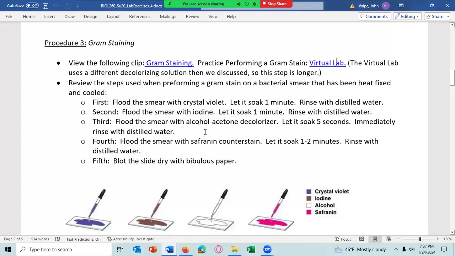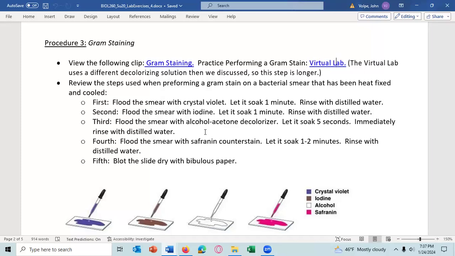Third, you flood the smear with alcohol acetone decolorizer. Let it soak for about 5 minutes and then immediately rinse with distilled water. An even better way of doing it than that is you have your bacterial slide, meaning a bacterial smear, and you put the crystal violet on. You then put the decolorizing agent wherever you have the crystal violet.